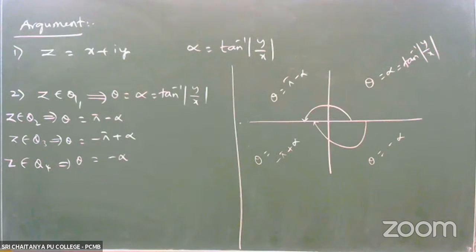I hope you have copied it. Now let us do some problems related to arguments of complex numbers by taking 4 examples. Each complex number lies in different quadrants. Okay.